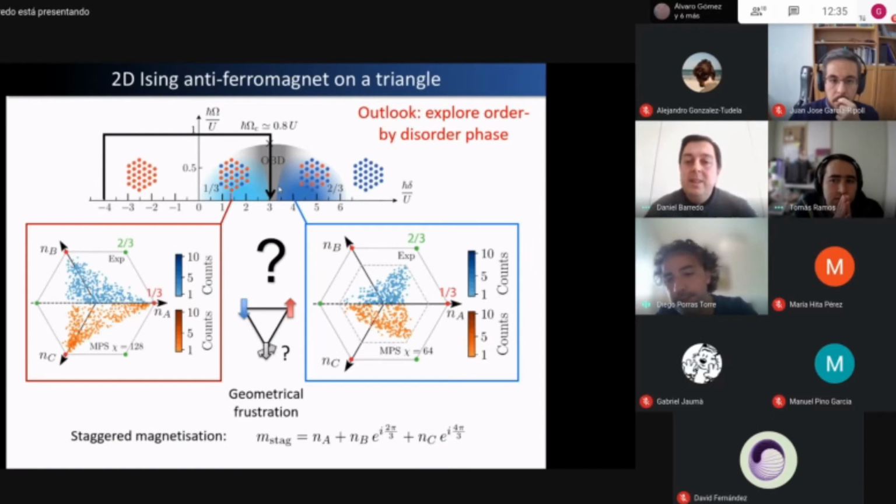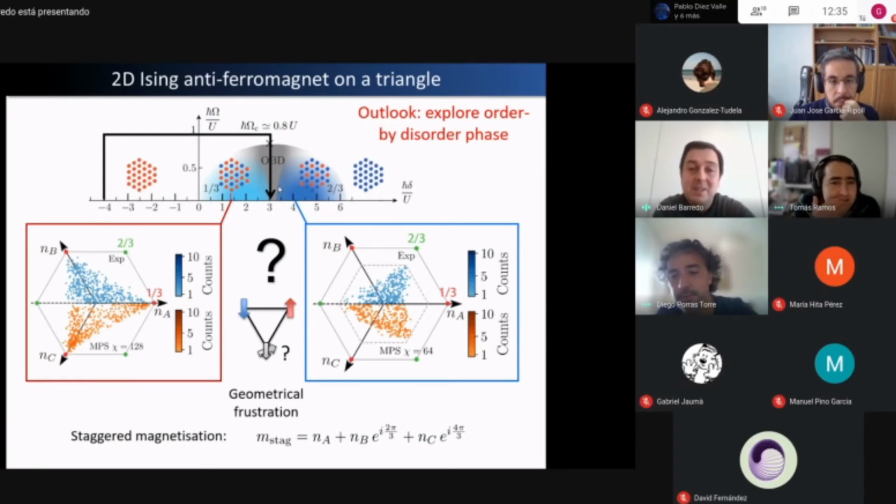I would say they are going to have a hard time simulating the order by disorder phase with one-dimensional MPS, because it's a very delicate phase that has strong 2D correlations. But, well, I guess this is where the quantum simulation is going to be really exciting, right? Yes, yes, I totally agree.